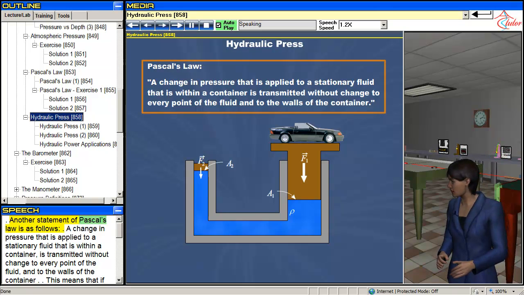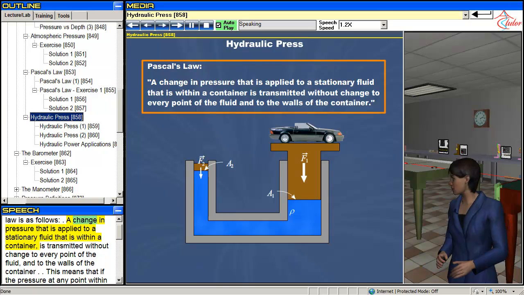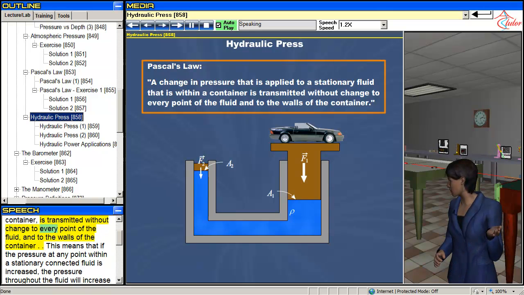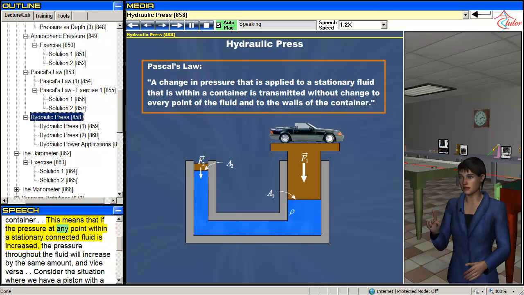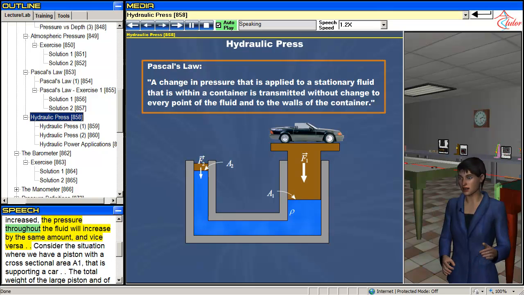Another statement of Pascal's law is as follows. The change in pressure that is applied to a stationary fluid that is within a container is transmitted without change to every point of the fluid, and to the walls of the container. This means that if the pressure at any point within a stationary connected fluid is increased, the pressure throughout the fluid will increase by the same amount, and vice versa.